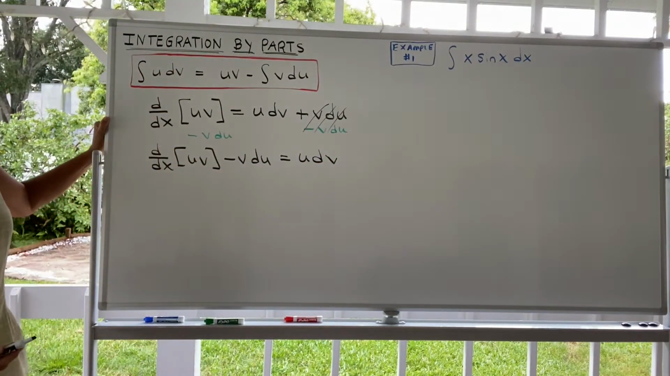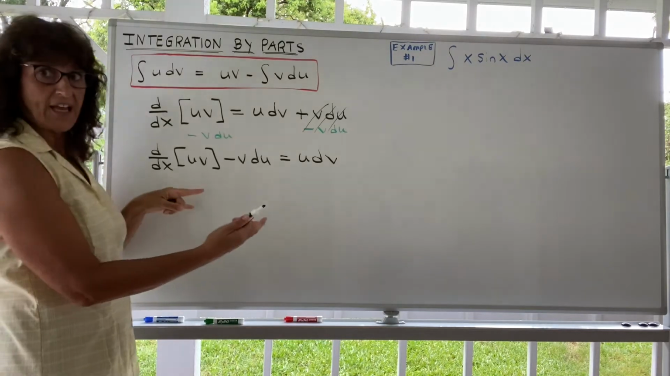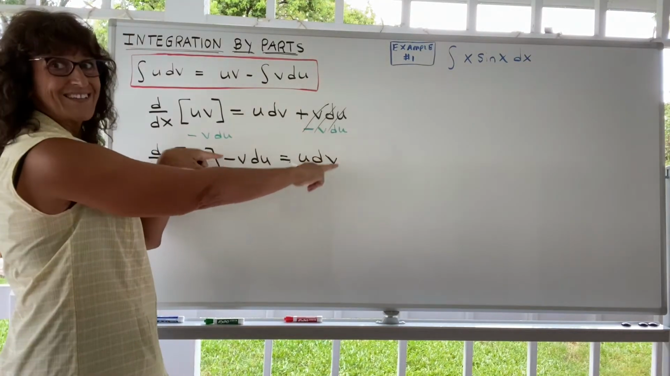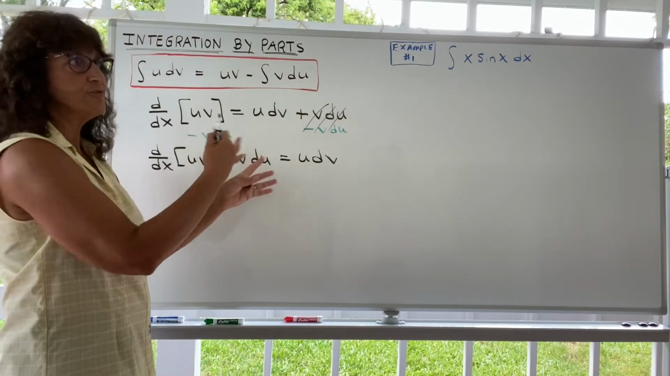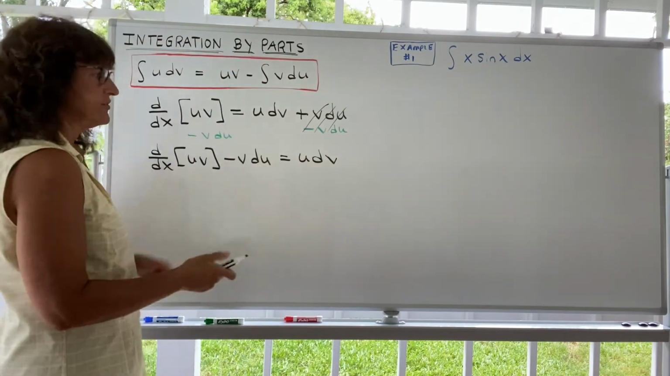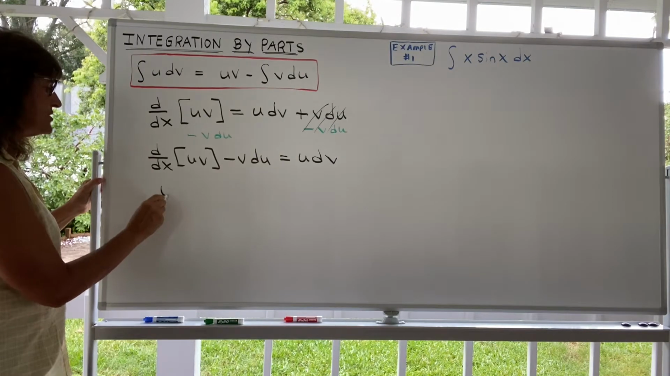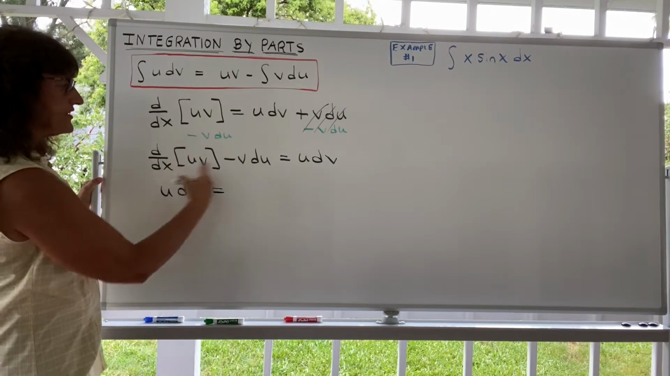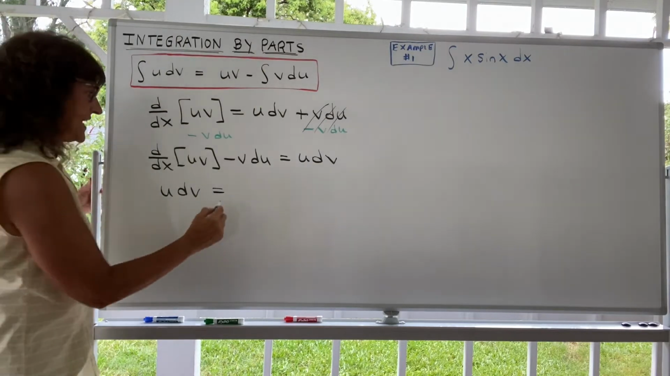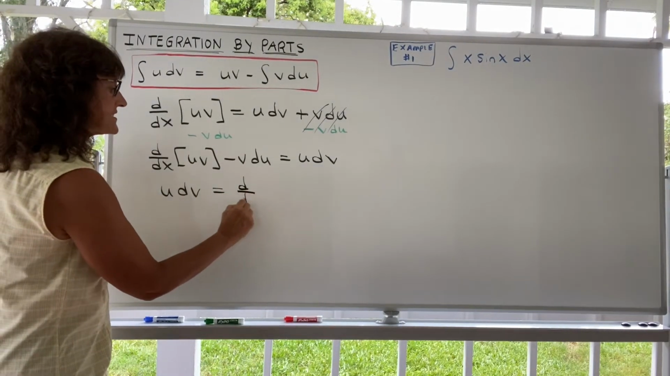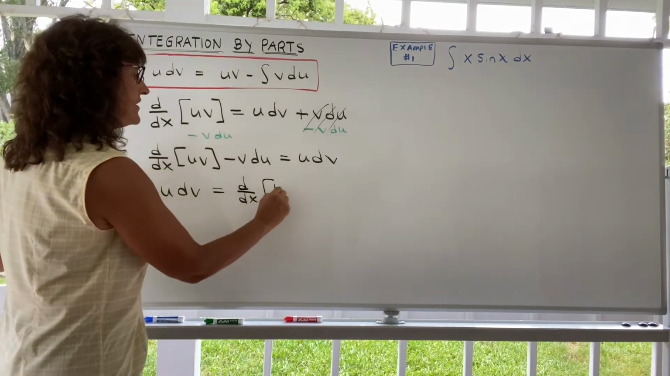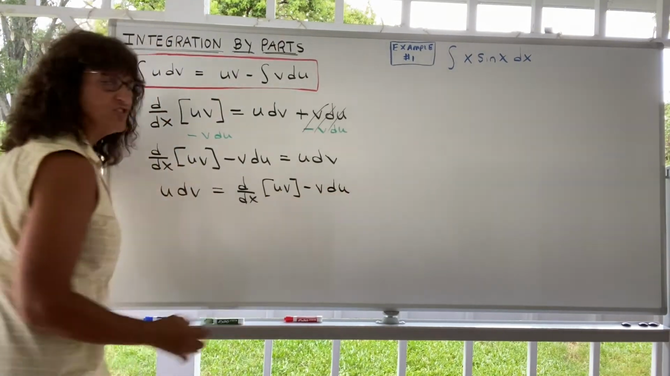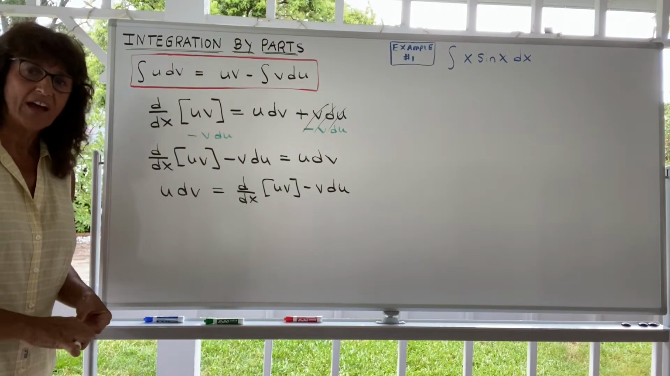Now let's just rearrange again. I'm going to take the left-hand side and the right-hand side and just interchange them, so we can see where it comes from. So we're going to take the u dv and put that on the left-hand side, and then put this difference on the right-hand side, d/dx of u times v minus v du. So we just interchange the left and right-hand side.